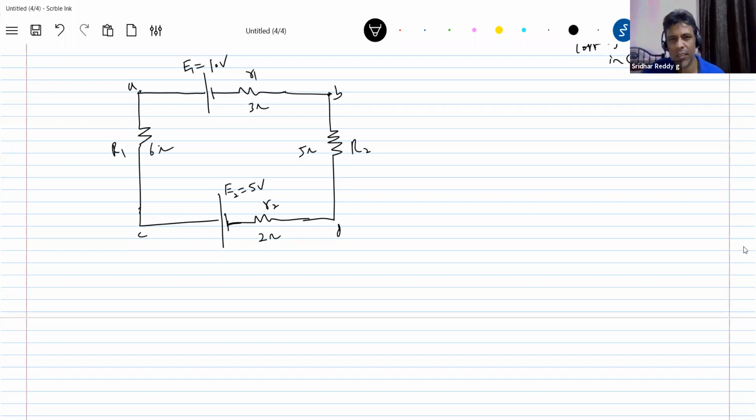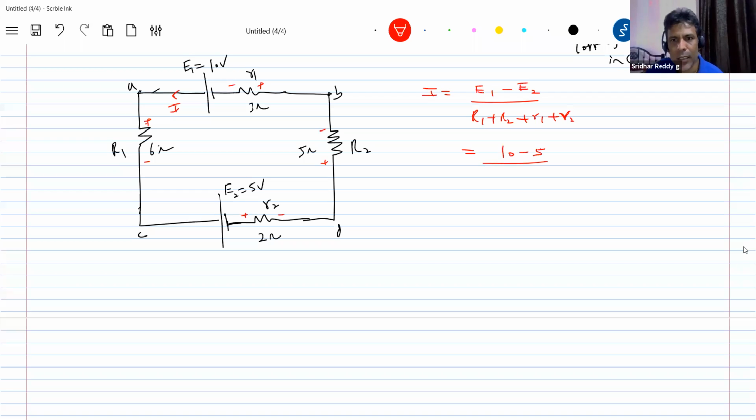Okay, let's first find the current through the circuit. The current will flow in this direction. Give polarity only for resistors. Then what is the expression for I? Directly I'll write it: I equals E1 minus E2 by R1 plus R2 plus r1 plus r2, by applying KVL. So 10 minus 5 by 6 plus 5 plus 3 plus 2. This will be 1 by 3 ampere. 5 by 15, 1 by 3 ampere.